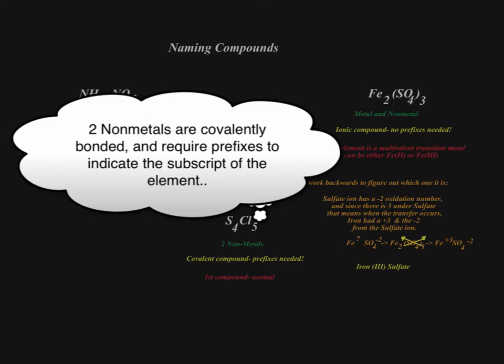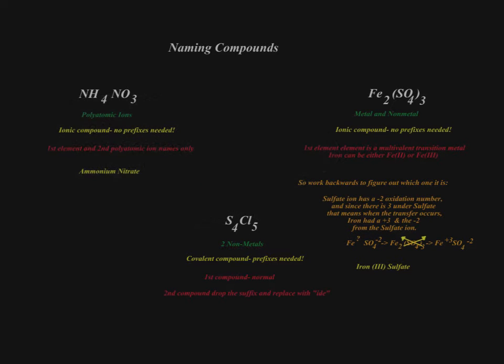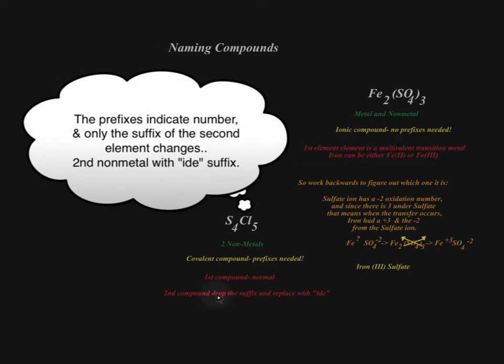So the first element is named normally with the prefix added, the second element drops the suffix and adds "ide" at the end. So we've got 4 sulfurs, tetrasulfur, 5 chlorines, pentachloride. Tetrasulfur pentachloride.